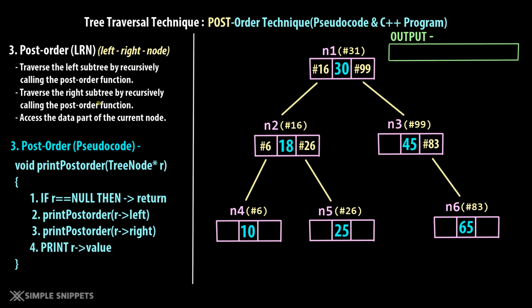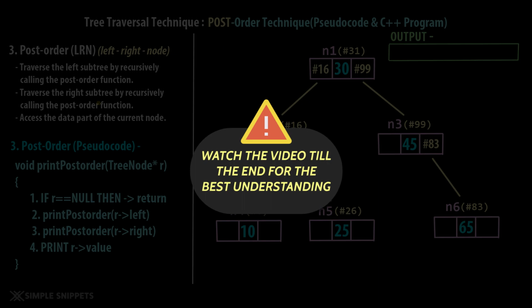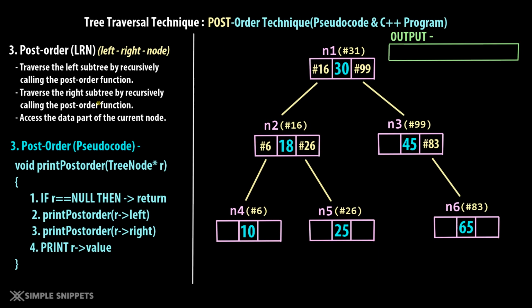In this tutorial, as I mentioned, we will take a detailed look at the post-order tree traversal technique, which is a DFS technique. We will go through the pseudocode, and at the end of this tutorial we will write a C++ program to implement the post-order tree traversal on this example that you have over here. This is a BST tree, that is a binary search tree. So make sure you watch this video till the end, and with that being said, let's get started.